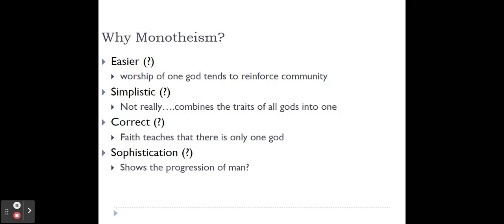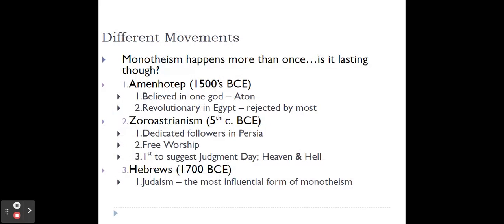Now, we're going to focus on Judaism, Christianity, and Islam. There are other monotheistic faiths out there that have developed over time. And I want you to get a couple of these down. We've already talked about one of them. Monotheism happens more than once. However, these early forms are not lasting. The one we talked about is the first one, Amenhotep.